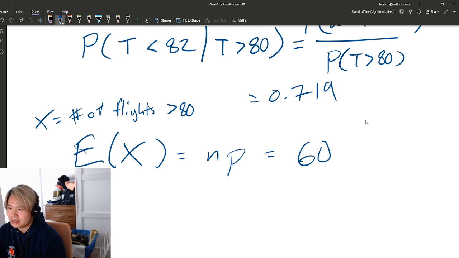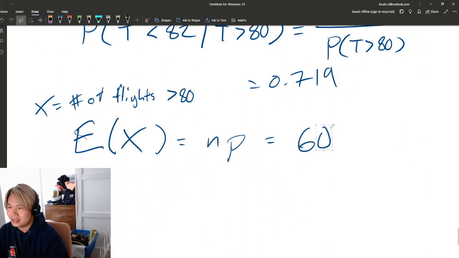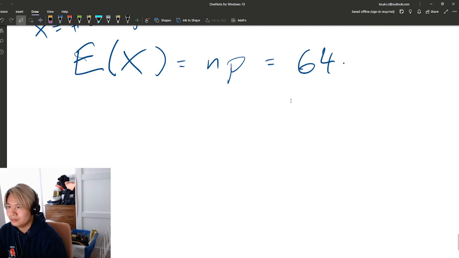What did I say there was? 60 flights or something? Why would they do 64? Just give me a nice number. Whatever. 64 times the probability that one flight is going to be more than 80 minutes long, which we found out earlier.